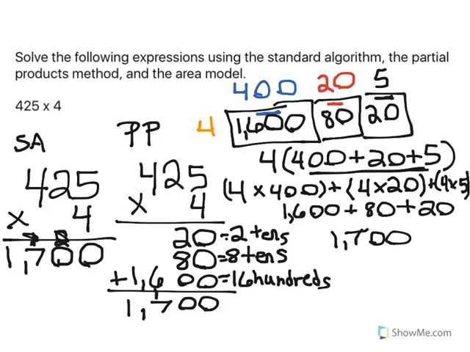So you can use these 3 methods to help you answer multi-digit multiplication problems. We have our standard algorithm, we have our partial products, and then we have our area model. I'm going to show you another problem using the same exact methods, and that way it will help you see a little bit better how to solve the problems.